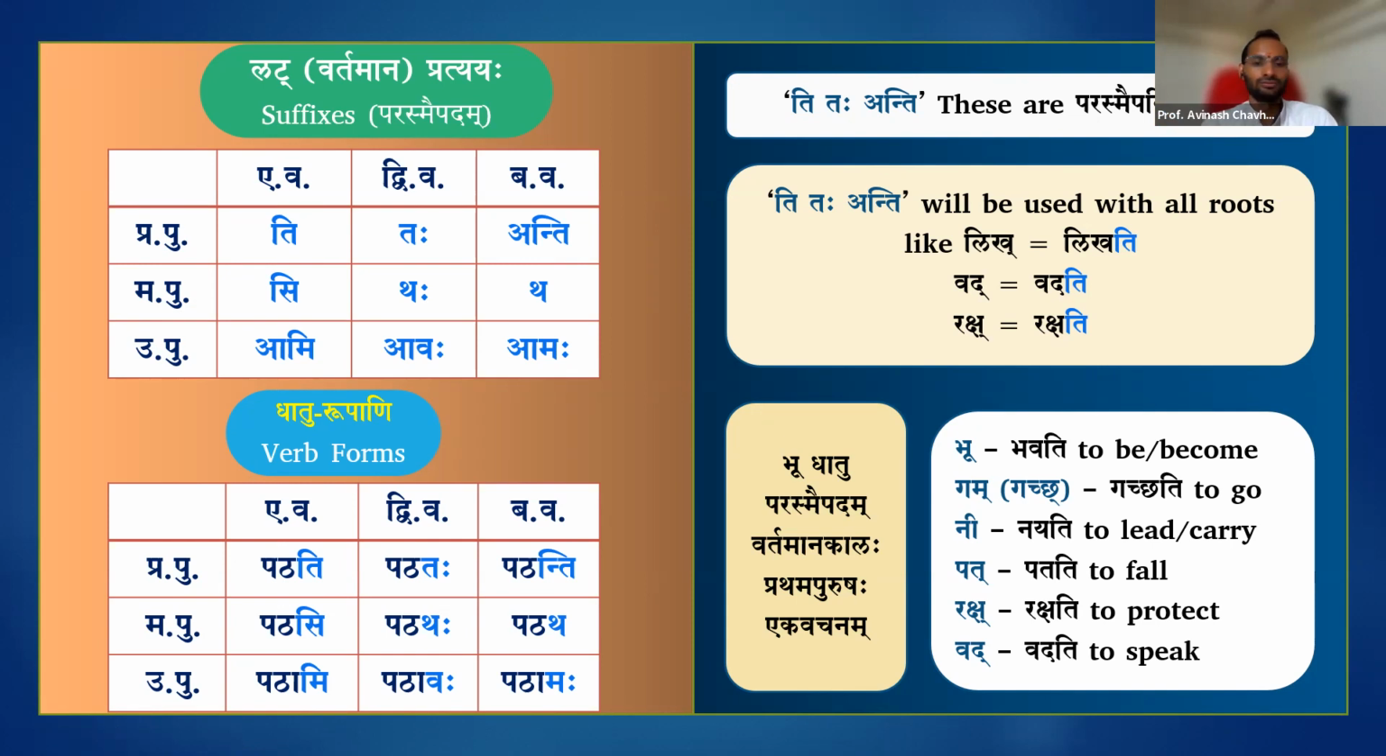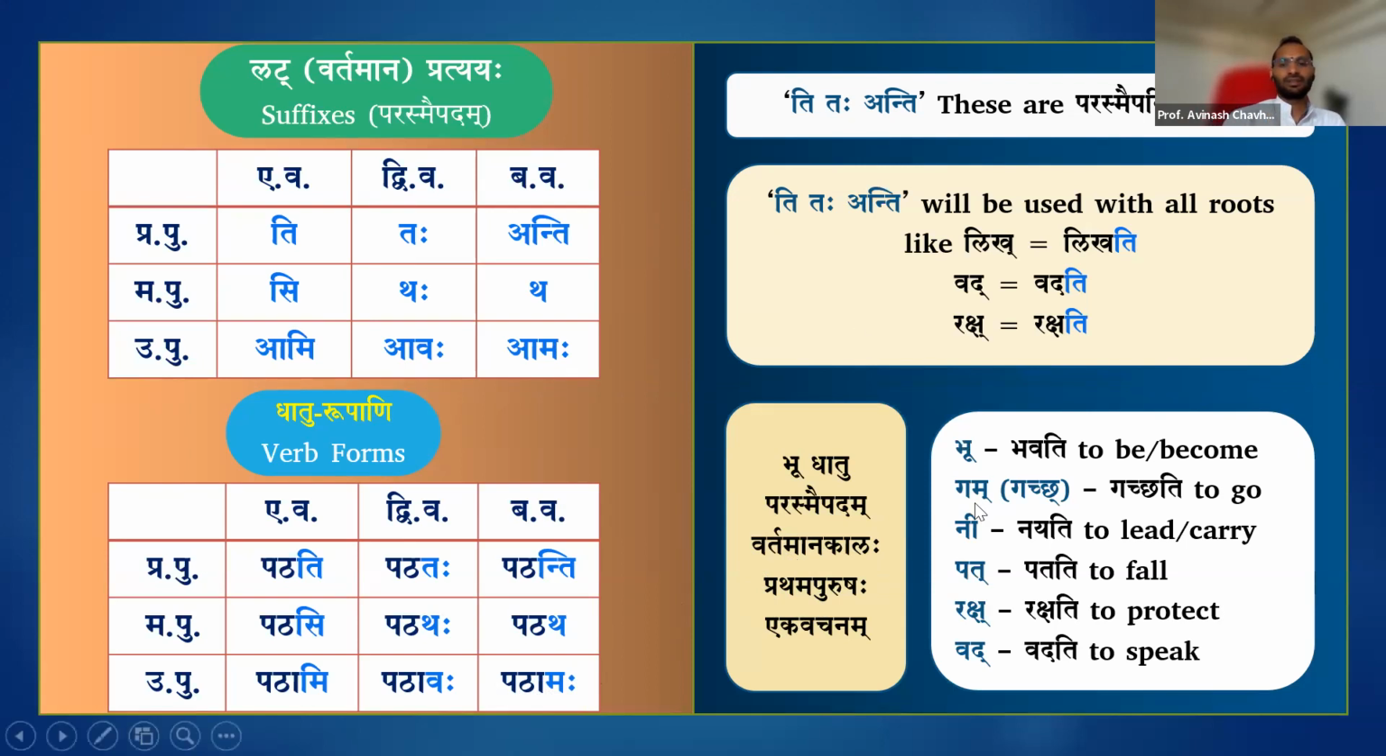Patha dhatu, parasmai pada, vartaman kala. This I have put here, right? Vartaman kala. This one is uttama purusha and bahuvachana, right? Yeah. Okay, this is how you have to tell their grammar aspects.